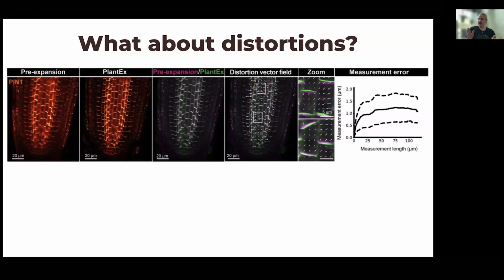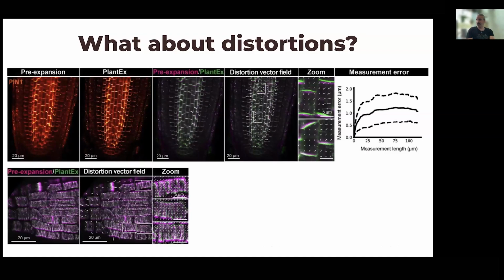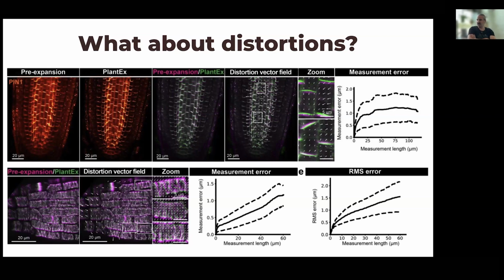And yes, there are some distortions. They do not perfectly overlap, but those distortions are very minimal. Over a measurement length of 100 micrometers, you get only about 1 to 2 micrometers of distortions. So this is quite manageable. We have also done this analysis on the tubulin staining that I showed you before. And again, there are some distortions, but they remain rather minimal over the distances that we are able to measure. Also, you can apply these scripts that are all on GitHub to correct these distortions if you're very worried about them.